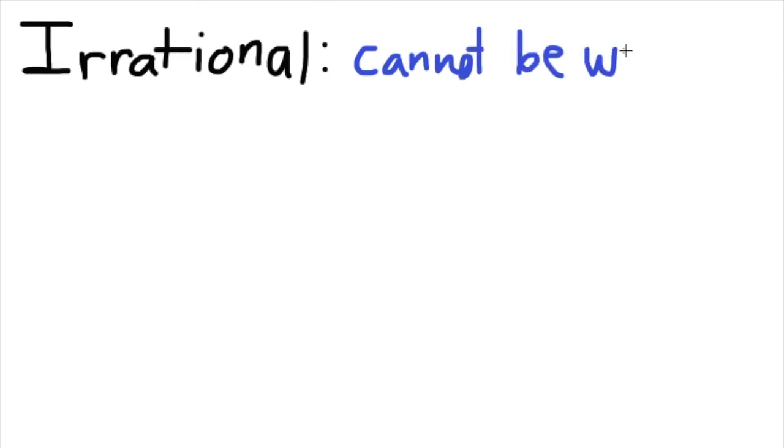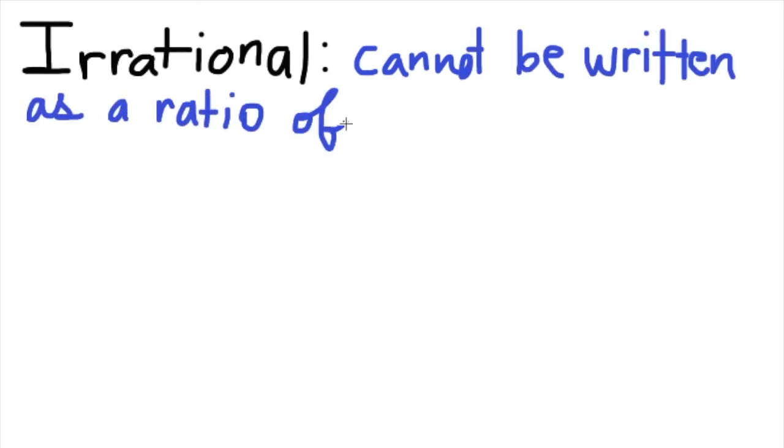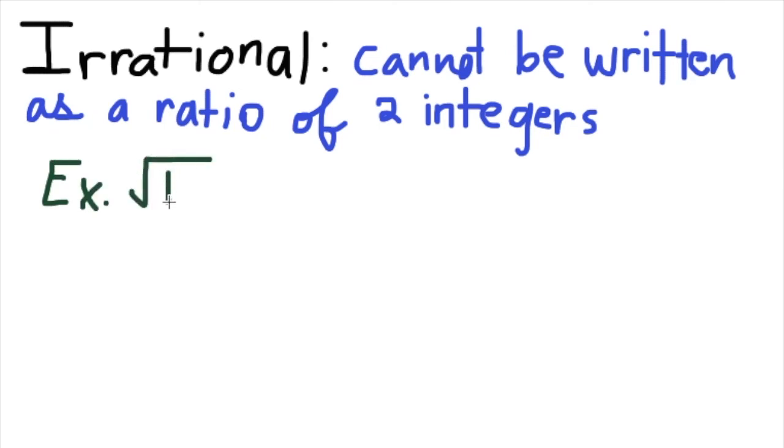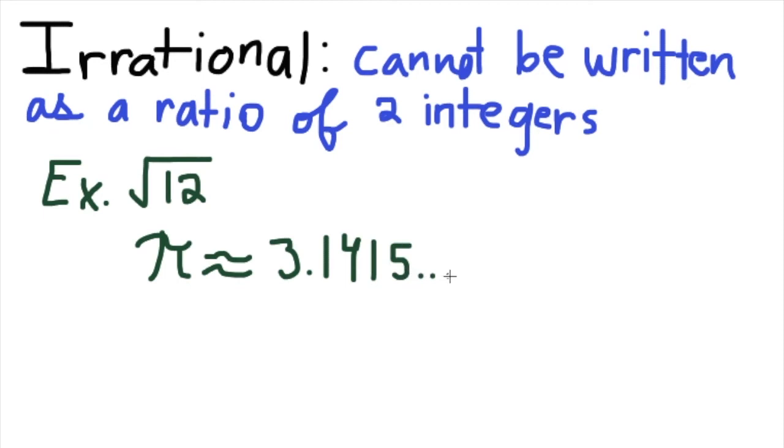Now let's look at irrational numbers. Irrational numbers are numbers that cannot be written as a ratio of two integers. An example is the square root of 12. Another example is pi, which is approximately 3.1415, and so on. There's more digits to pi. You can't write the square root of 12 as a ratio of two integers, and you can't write pi as a ratio of two integers.